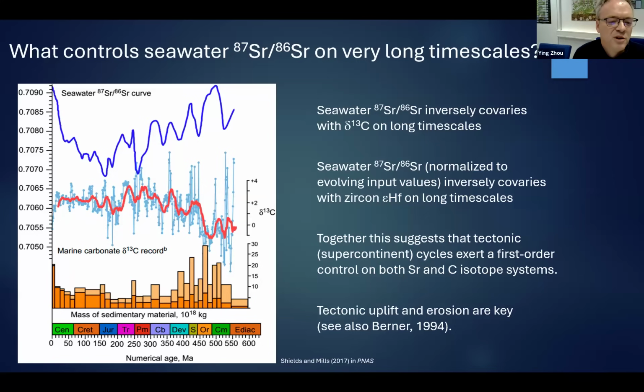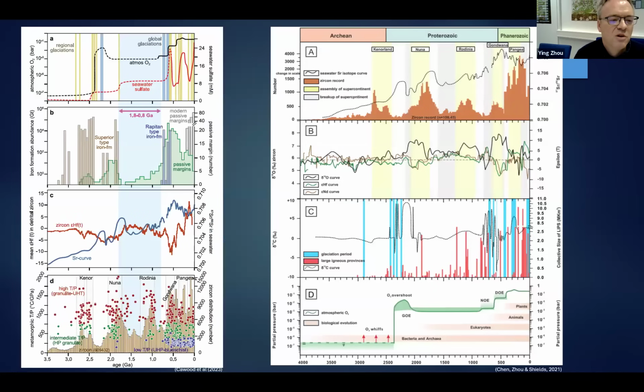outgassing. As Berner said, and he was there first as usual, 1994, when it comes to strontium isotopic changes, probably tectonic uplift and erosion is key. So in other words, physical weathering, and then chemical weathering rates is probably less important on these long time scales. And that's what this shows.